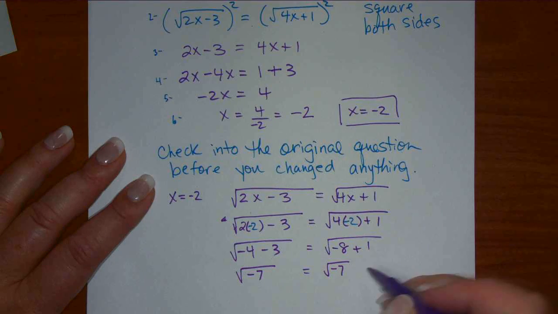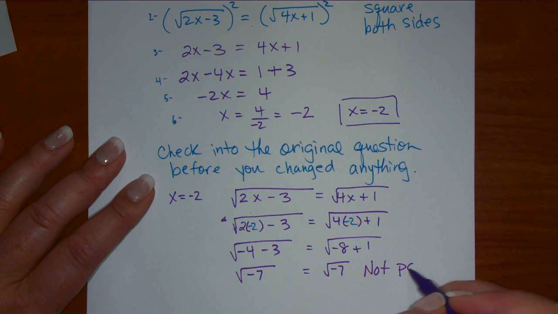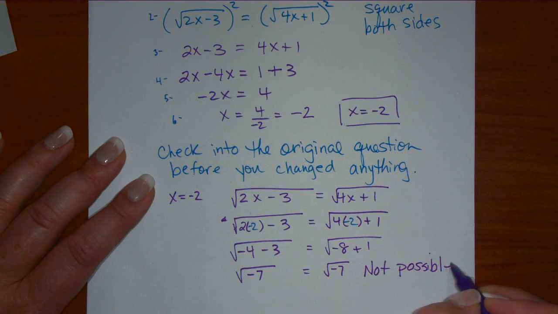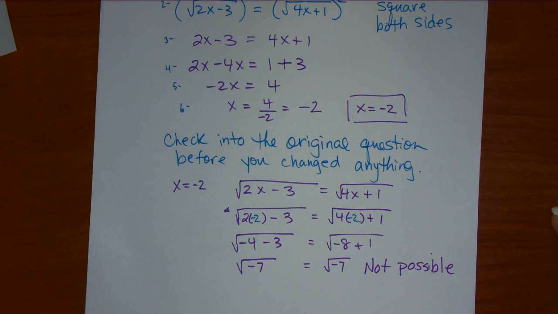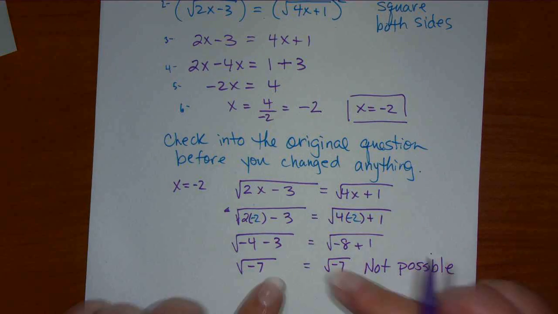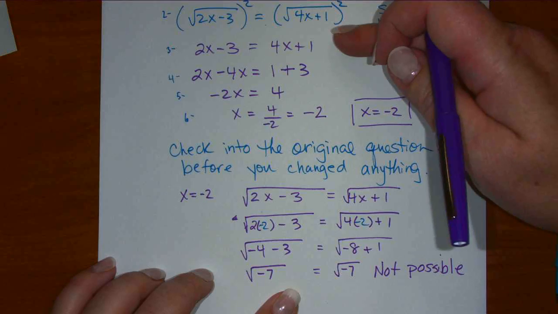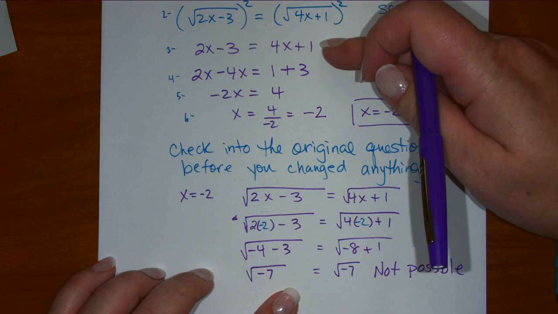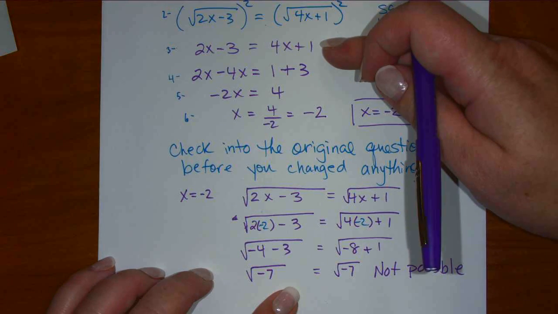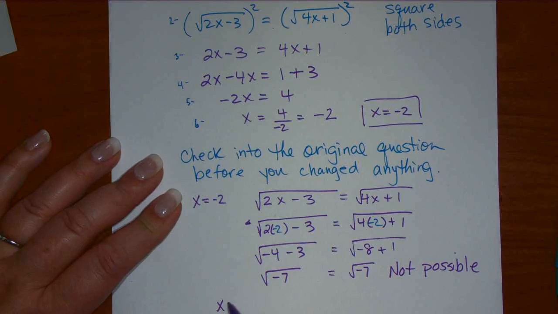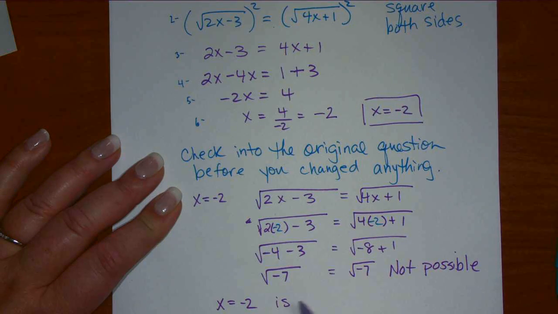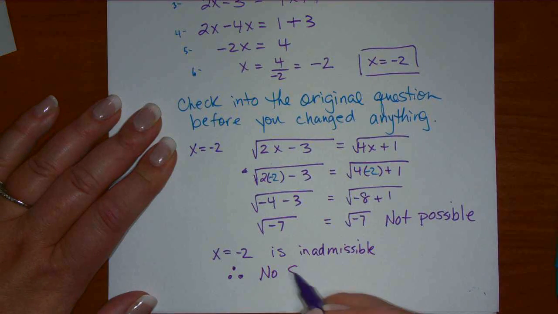But this is not possible. The question you did right, the inside of them were equal, but it doesn't work in the original question. It only works up here in step 3, which will give you -7 equals -7. So you say that x equals -2 is inadmissible. Therefore, no solution.